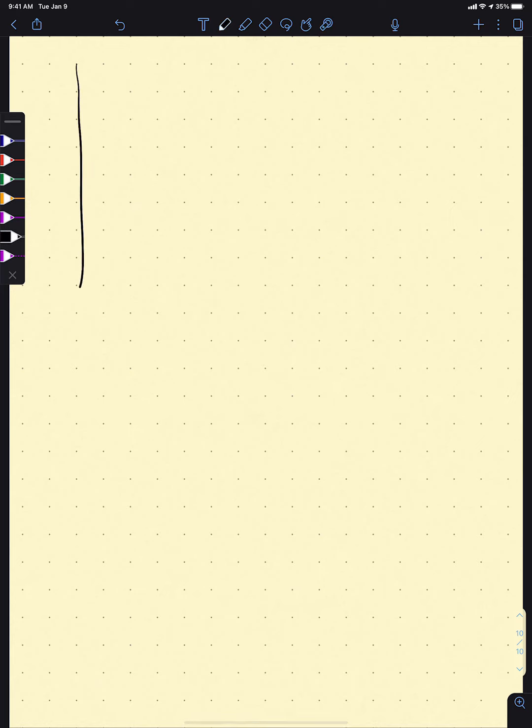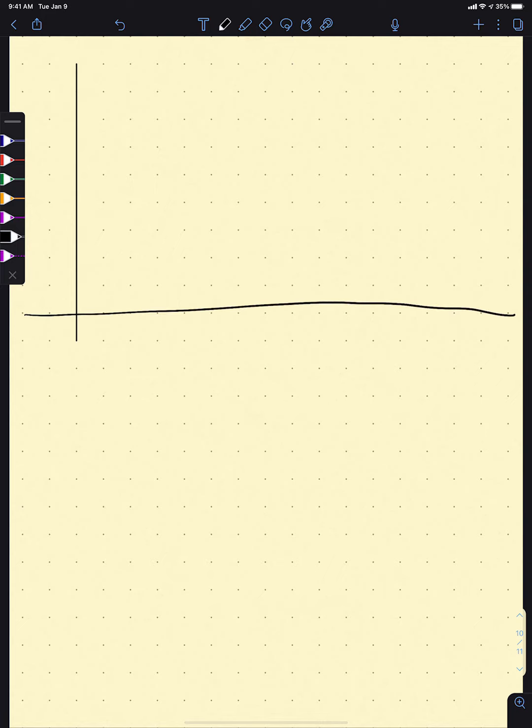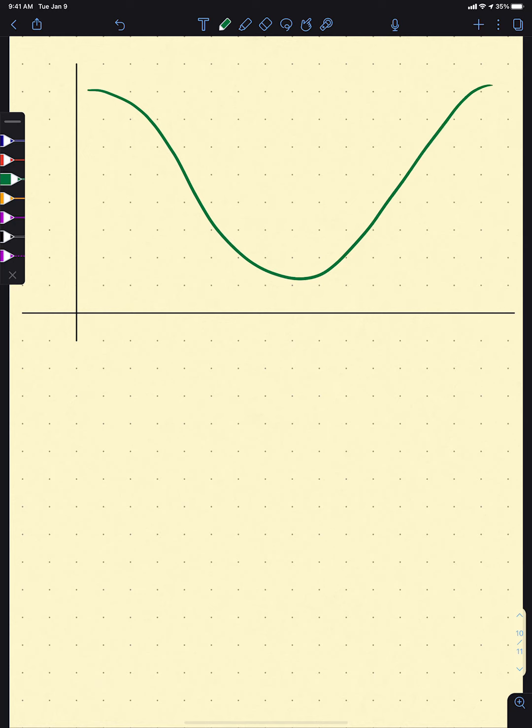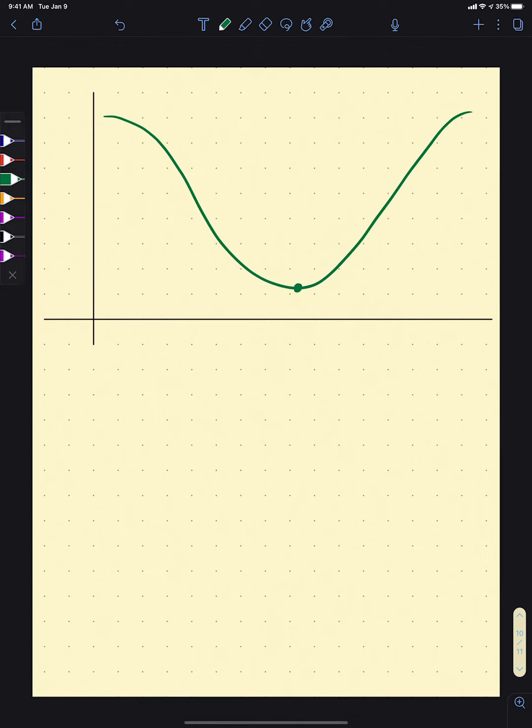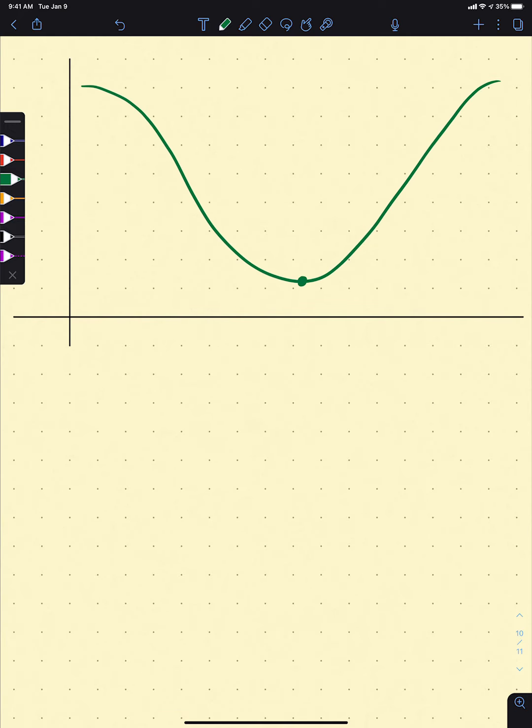And here's what I want to draw your attention to. Let's take a function, and let's say it looks something like that, okay? Here's what I want to do with you. Let's take a look at what our derivative is doing. Well, if we're looking for this particular local minimum, that's what we're looking for.